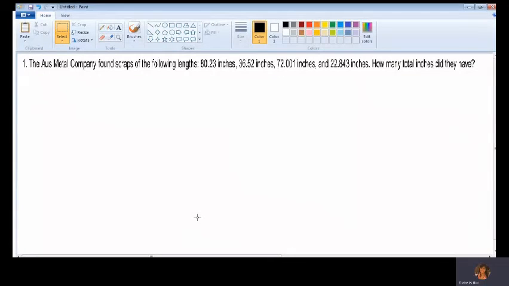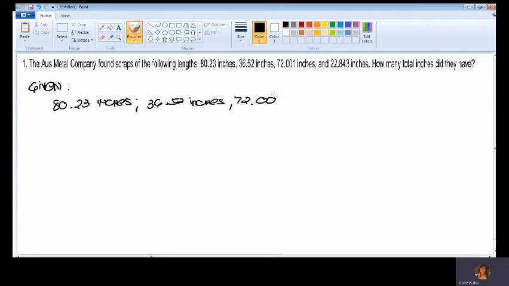Let's proceed to the application of decimals. Question number 1. The Oz Metal Company found scraps of the following lengths. So given are 80.23 inches, 36.52 inches, 72.001 inches, and 22.843 inches. So the question is, how many total inches did they have?